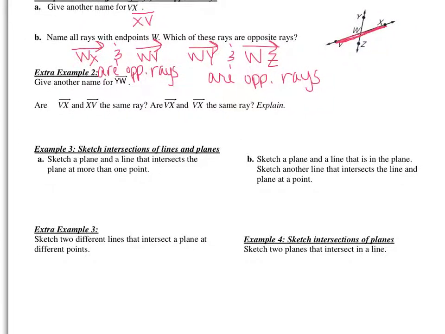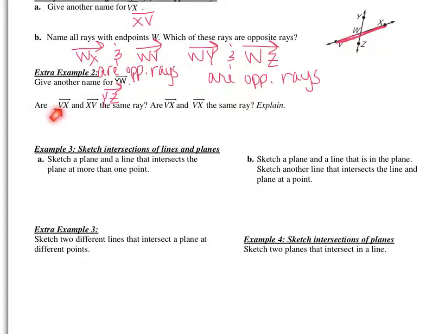Okay. So the next part here says give another name for ray YW. So it's got to start at Y and come this direction. So I can name it ray YZ. It's still got to start with Y. So it's got to start with Y to be the same ray. It's got to have the same endpoint, Z.